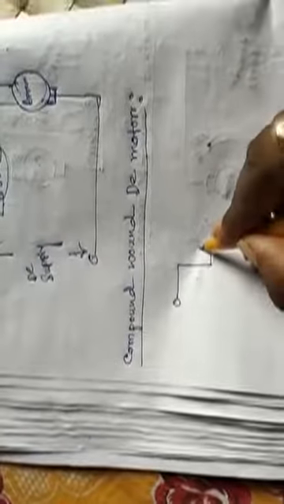The compound excitation characteristics in a DC motor can be obtained by combining the operating characteristics of both the shunt and series excitation DC motors. The field winding is connected both in series and in parallel to the armature winding. This is the construction of the compound wound DC motor.